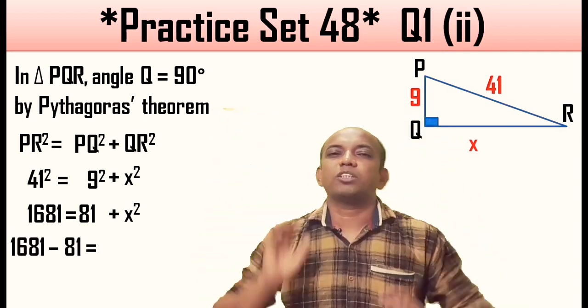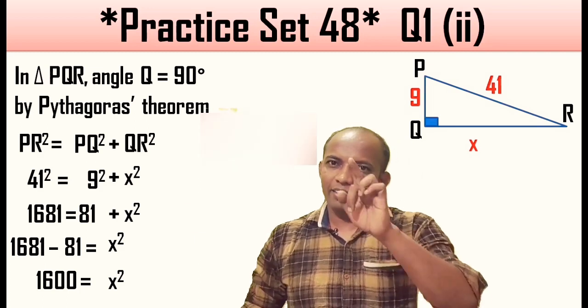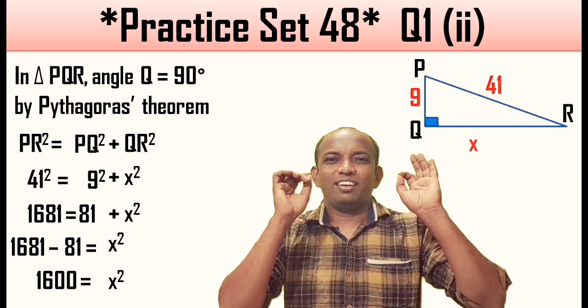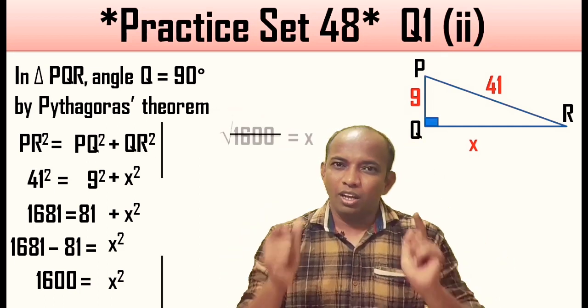Yes. And now carry out the subtraction. We get the answer 1600 equal to x square. And the way I told you, whenever you apply Pythagoras theorem, to get the final answer, we have to take out the square root.